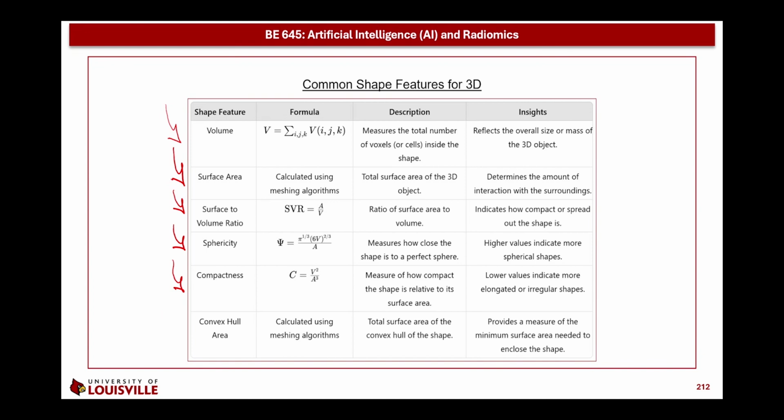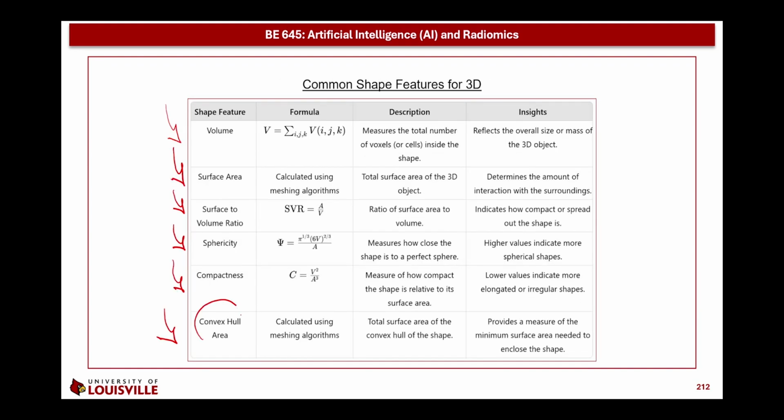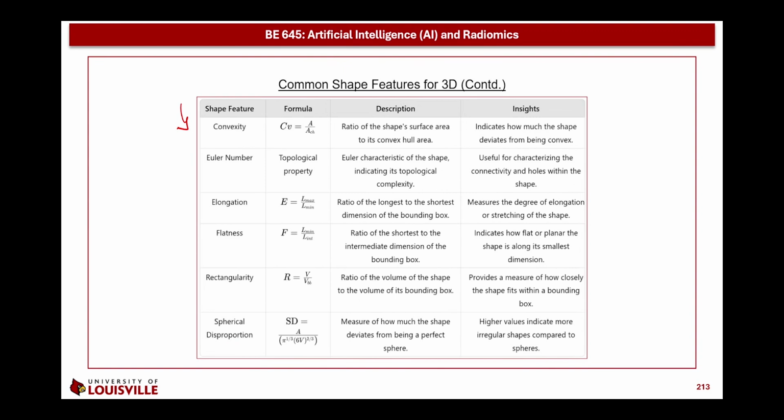Convex hull is the total surface area of the convex hull of the shape. Convexity, it's a ratio of the shape's surface area to its convex hull area. So we are calculating the area and dividing it by the area of the convex hull. And this is a measure to indicate how much the shape deviates from being convex. Euler number, which is a topological property related to the connectivity and structure of a 3D shape, and it's useful to characterize the connectivity and holes within the shape.